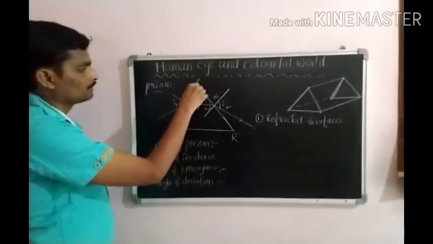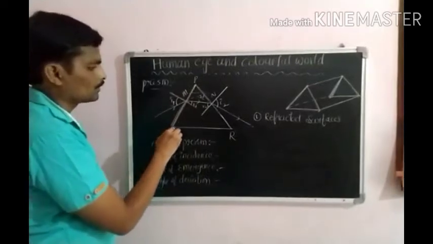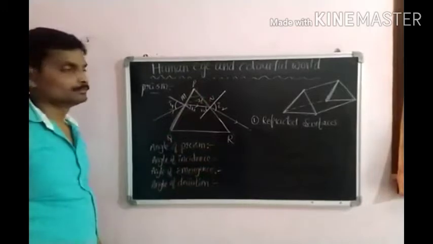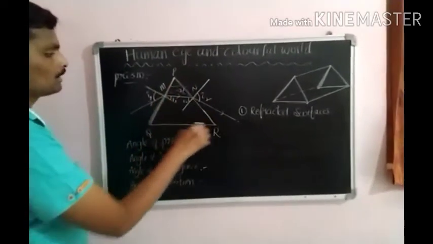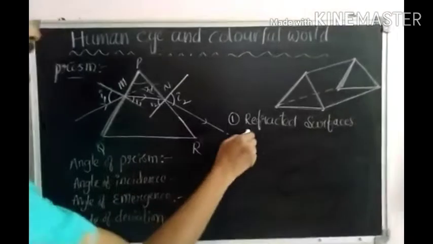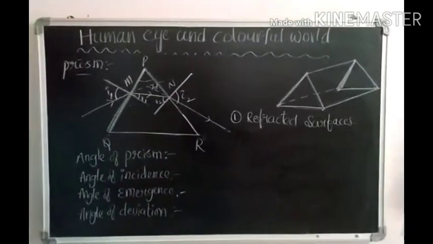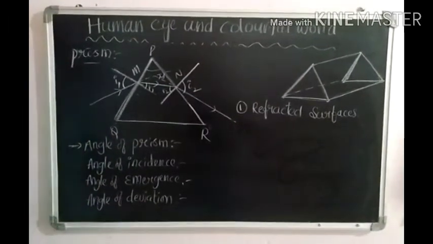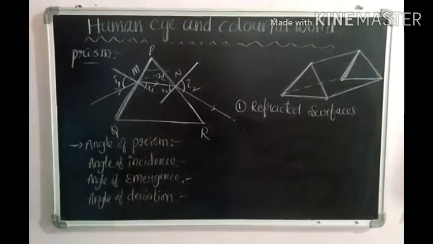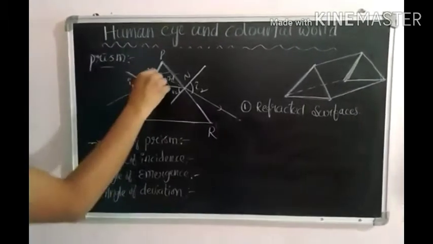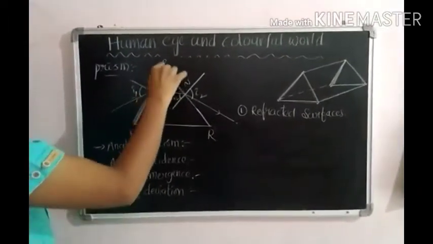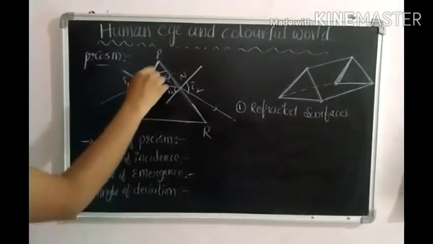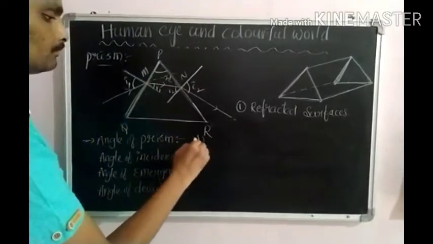Here when we observe, this is P, this is Q, and this is R. PQR triangle we observe. PQ and PR, these two are said to be refracting surfaces. So here the first related term which belongs to prism is angle of prism. What is the angle of prism? The angle between two refracting surfaces is called angle of prism. It is represented by A.